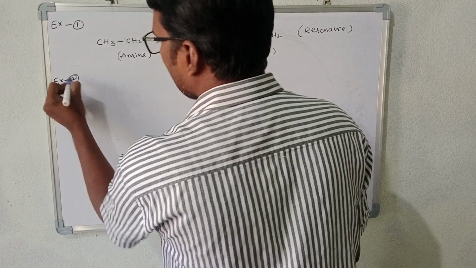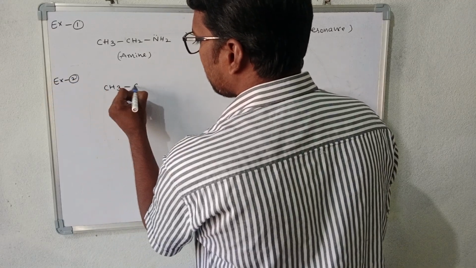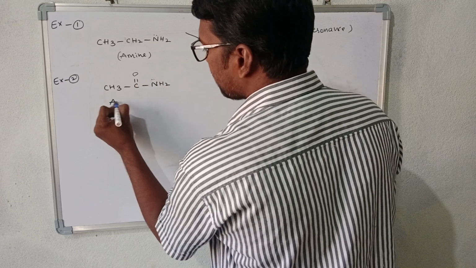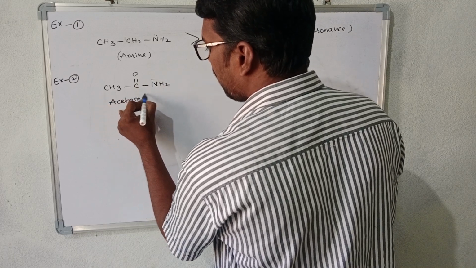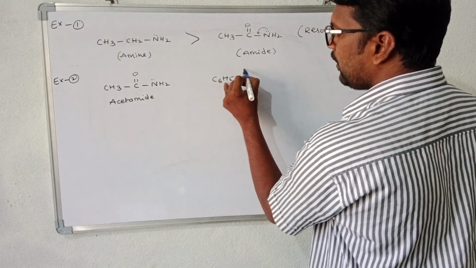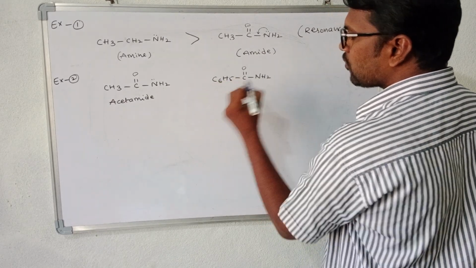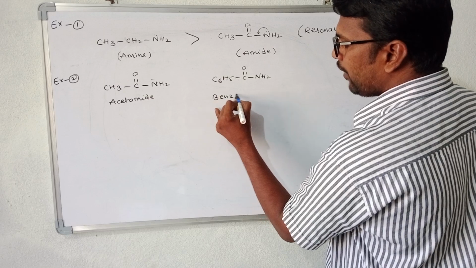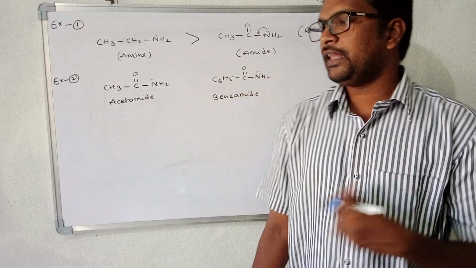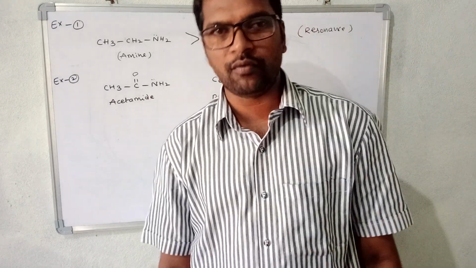Right. Now we take another example. CH3C(=O)NH2 is an amide called acetamide. Now we take another one, C6H5C(=O)NH2. It is also an amide, but it is called benzamide. That means both are amides. In these two amides, which is more basic, now we want to study.